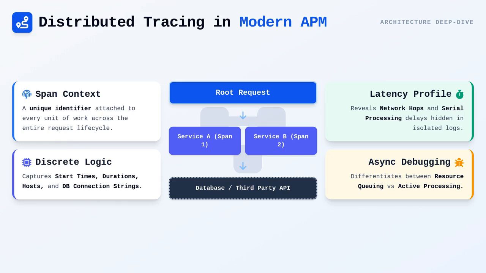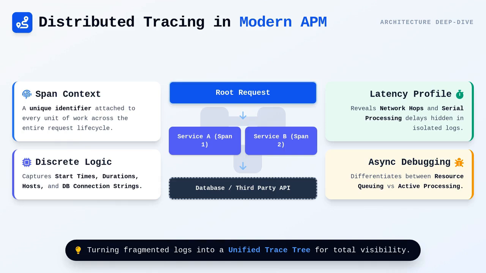Understanding these mechanics is not merely an academic exercise, but a practical necessity for debugging asynchronous patterns where traditional request response logs fail to capture the full picture. By interpreting trace data, you can isolate where a request is queuing for resources versus where it is actively processing instructions.